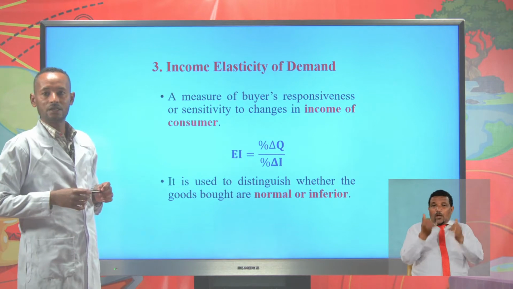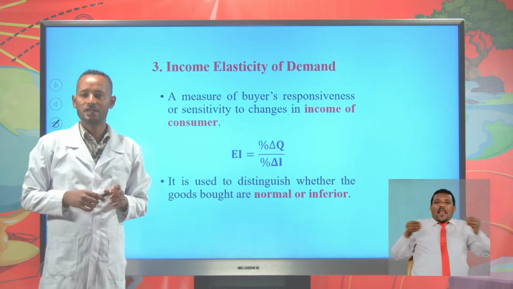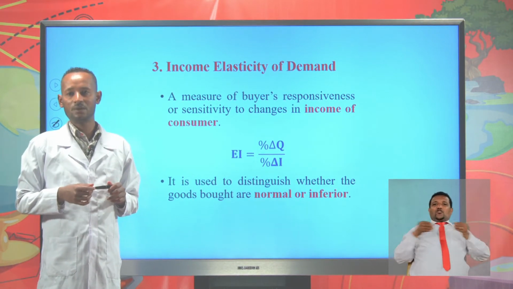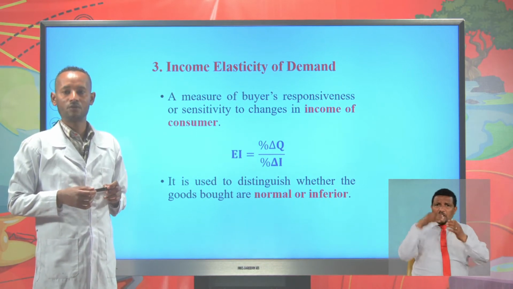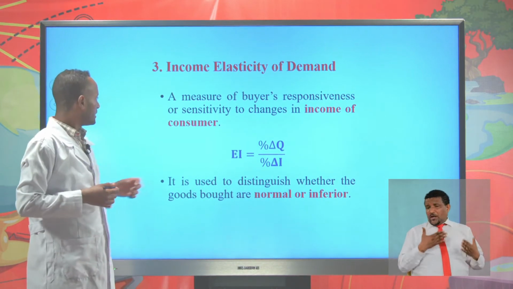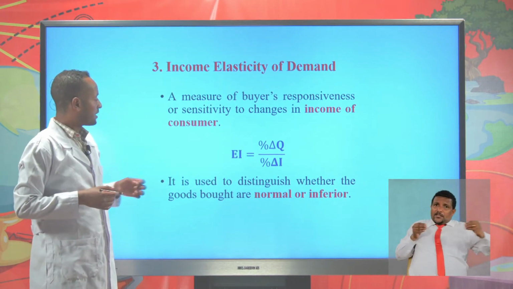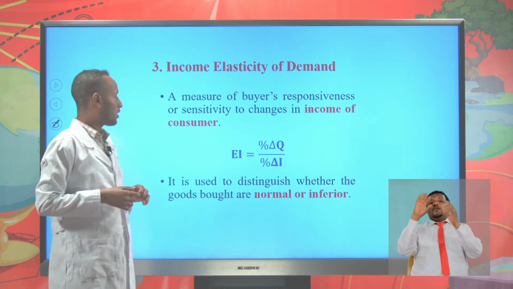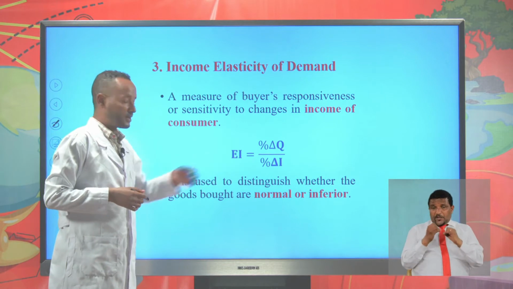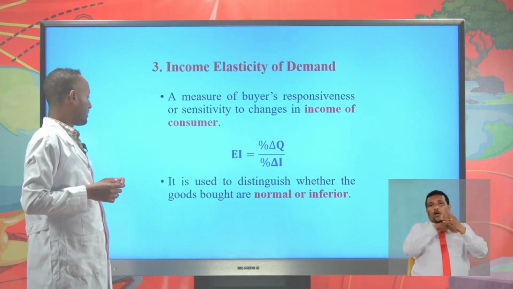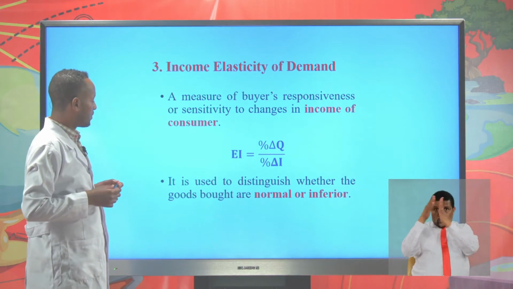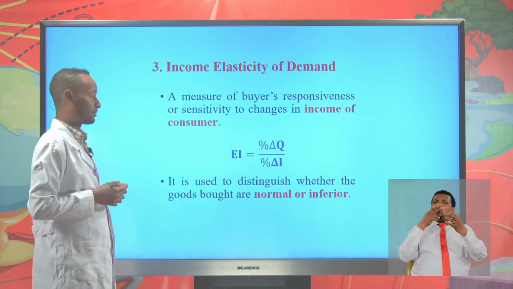Now let's see the third type of elasticity called the income elasticity of demand. It is a measure of buyer's responsiveness or sensitivity to changes in income of consumer. Mathematically, the income elasticity of demand is calculated by dividing the percentage change in quantity demanded by the percentage change in income of consumer.